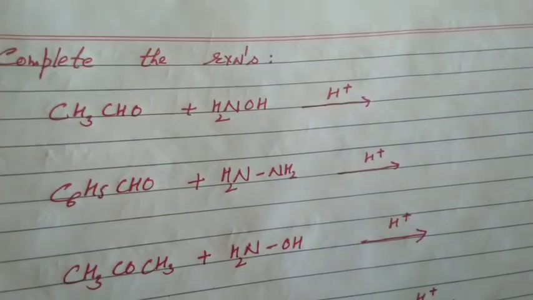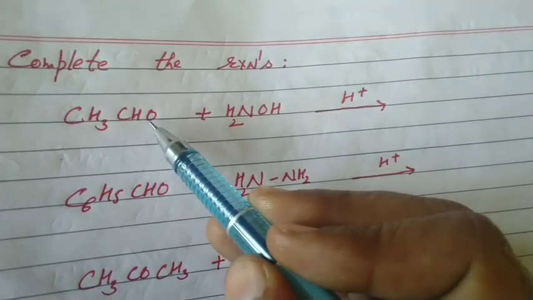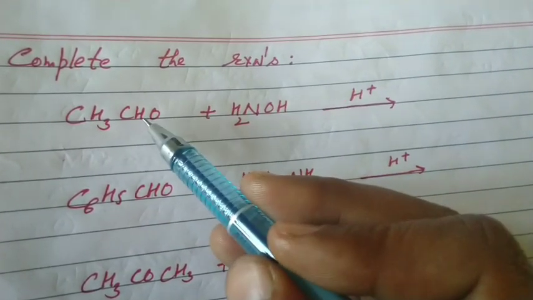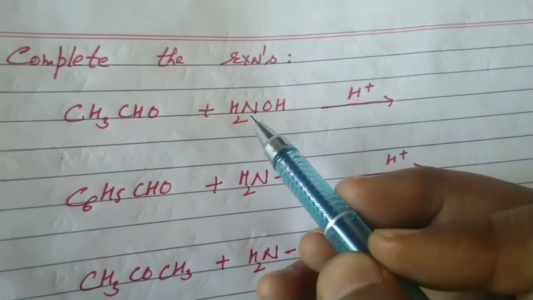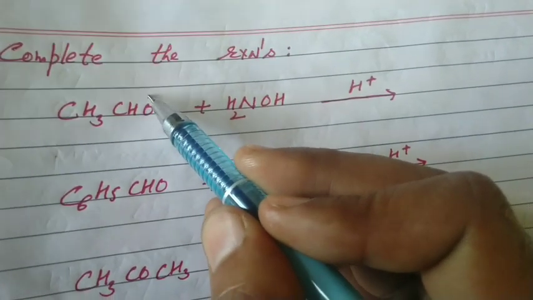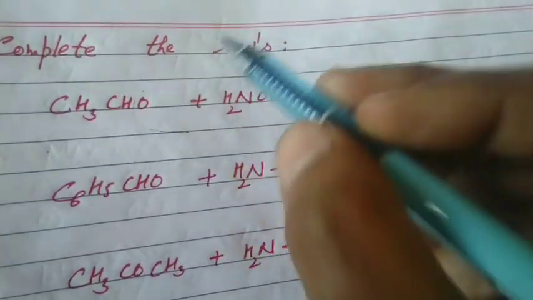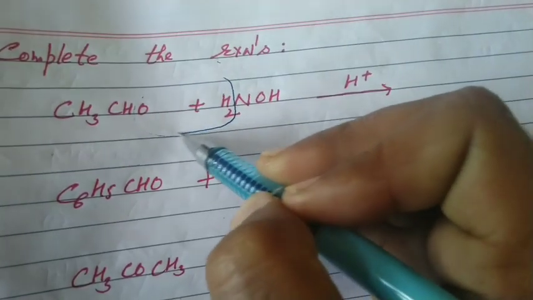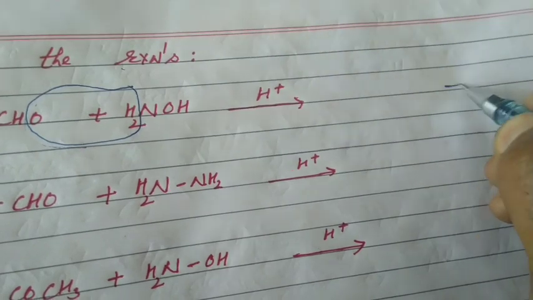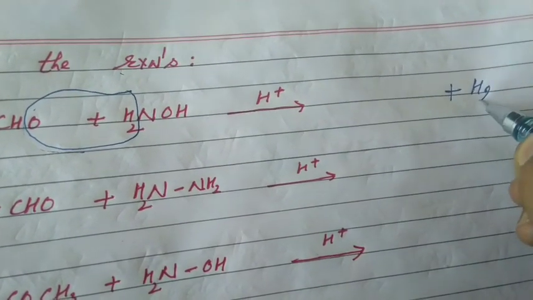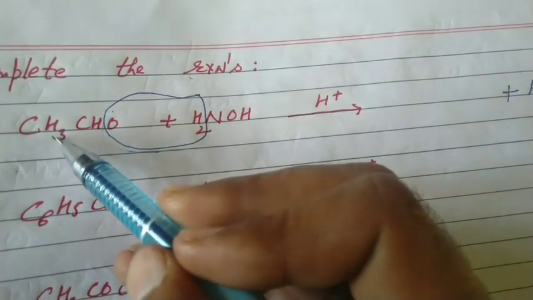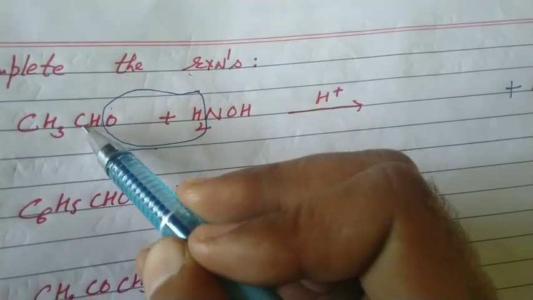Complete the reactions, or the question may be: give the chemical equation for the reaction of acetaldehyde with hydroxylamine. Then you have to write the reactants. What will happen, students? The carbon atom of the carbonyl group participates, it will lose oxygen, and the ammonia derivative will lose hydrogen atoms. That is, water is eliminated as a byproduct. Now students, what is left? It is clear: CH3CH.